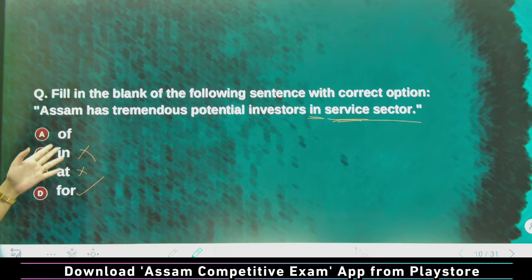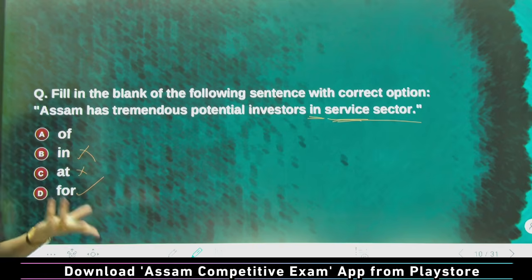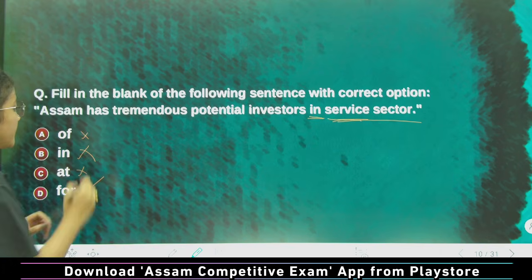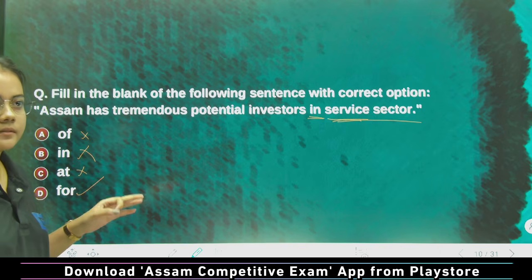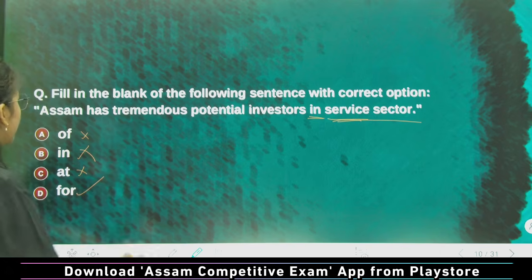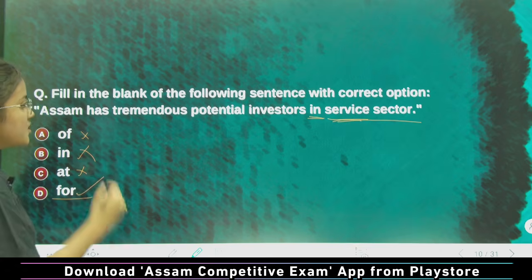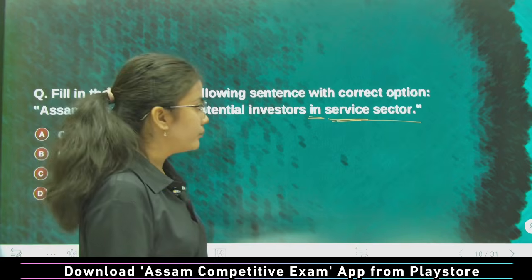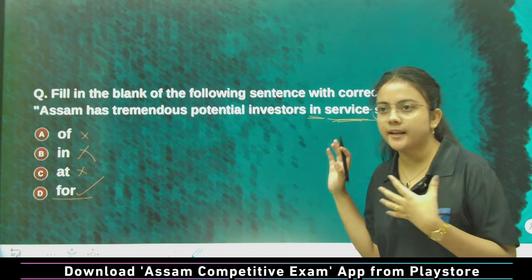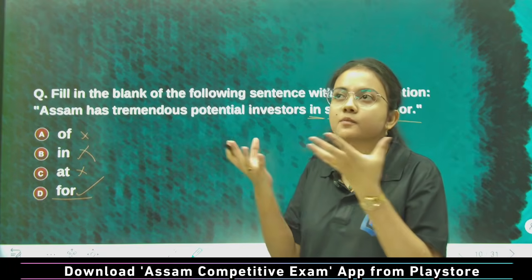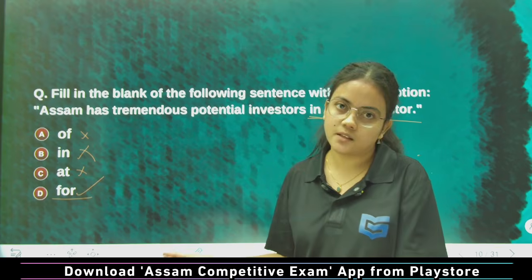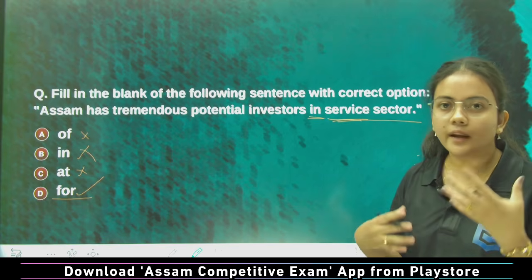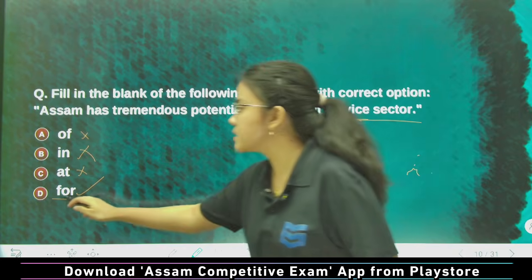Then of, Assam has tremendous potential investors of service sector, that never works. Of is wrong, this determiner is not right. Of service sector, it never suits. So the correct answer is Assam has tremendous potential investors for service sector. For a sector like agriculture sector, where there are tremendous potential investors because of this sector or this industry, that will always be for.